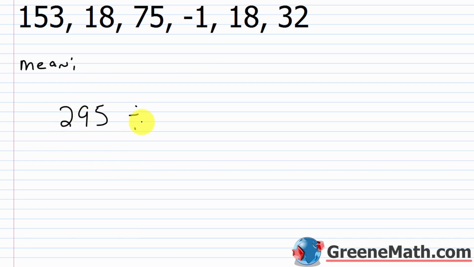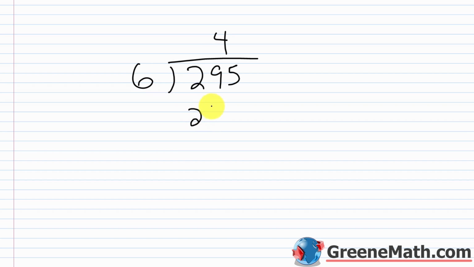And then just divide by the number of numbers you have. So you have 1, 2, 3, 4, 5, 6 numbers. So what is 295 divided by 6? 6 does not go into 2. It'll go into 29 4 times. 4 times 6 is 24. Subtract here and you'll get 5. Bring down this 5. 6 goes into 55 9 times. 9 times 6 is 54.